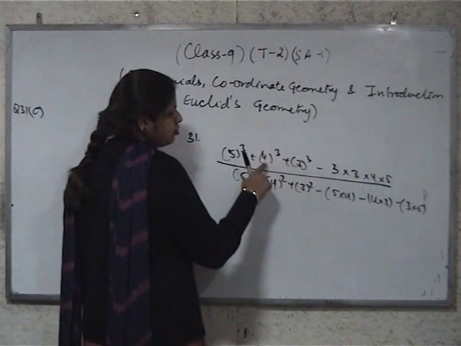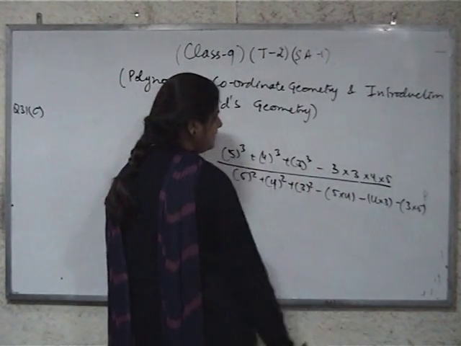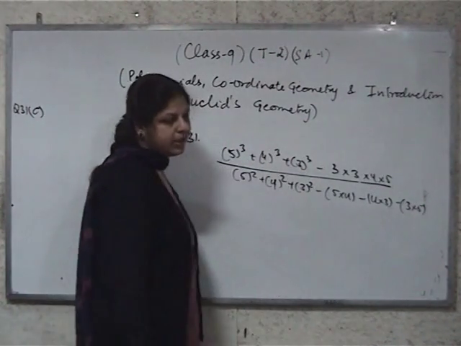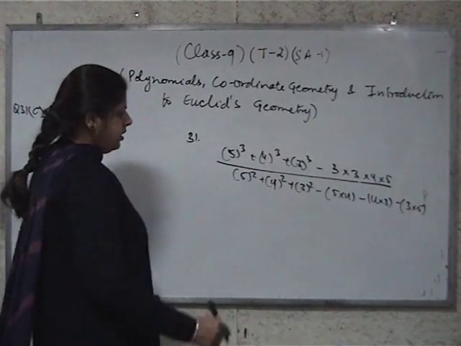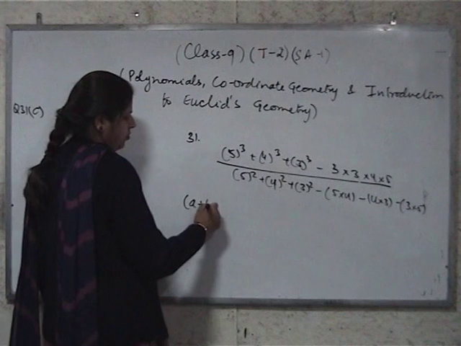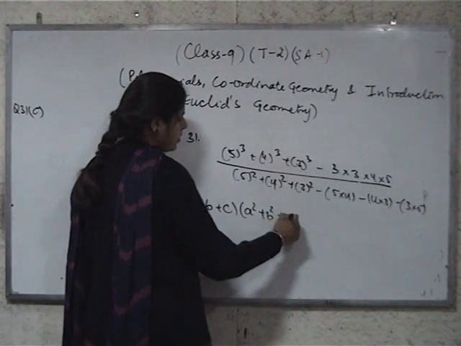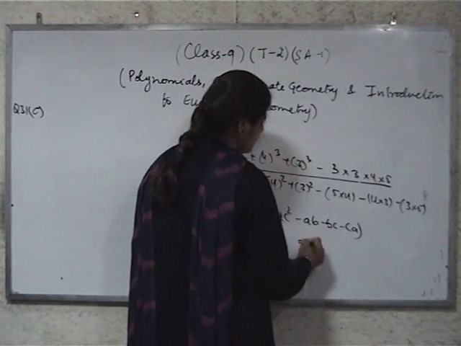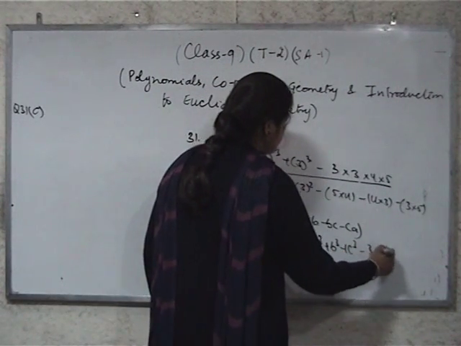Here I have a cube plus b cube plus c cube minus 3abc, a square, b square, c square, ab, bc, ca. Can you think of any formula relating all these terms? If you remember, we have the identity: a plus b plus c, a square plus b square plus c square minus ab minus bc minus ca, this is equal to a cube plus b cube plus c cube minus 3abc.